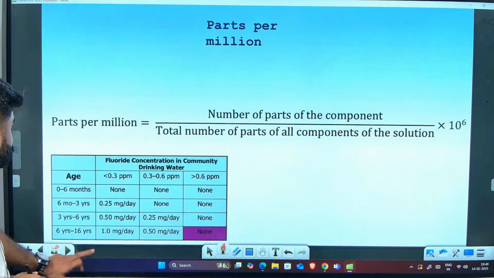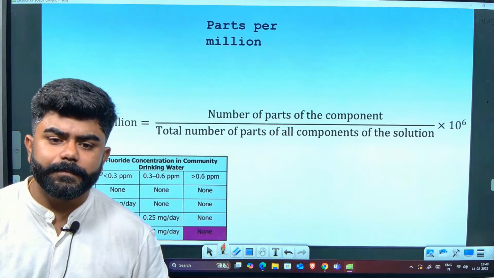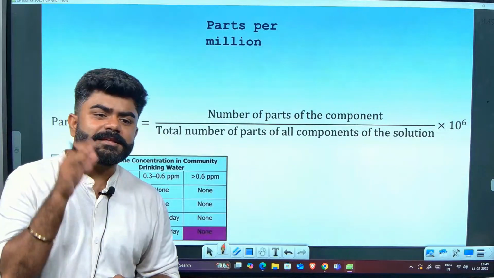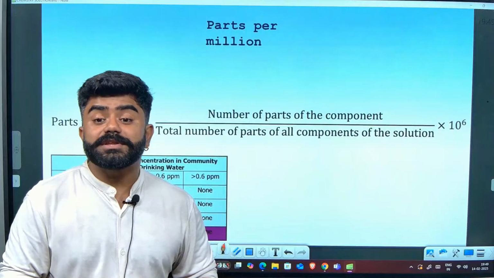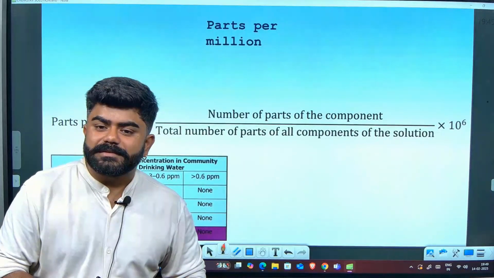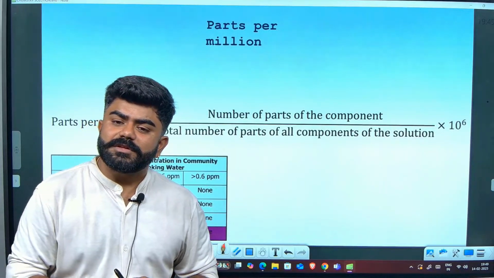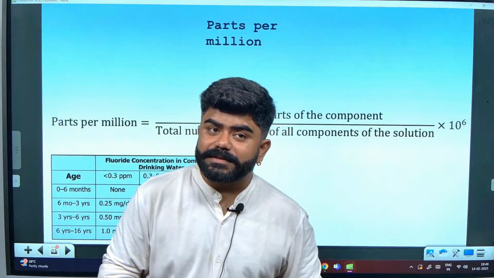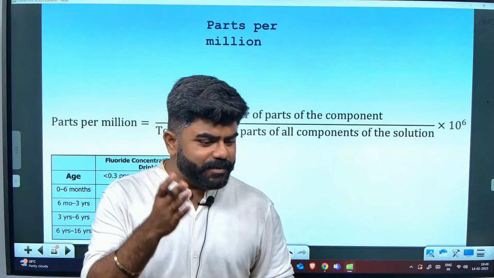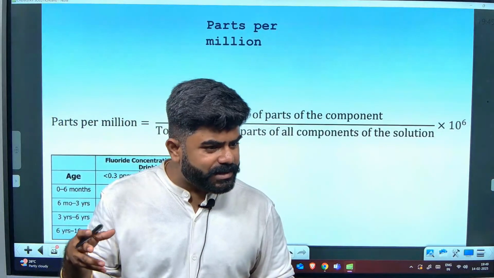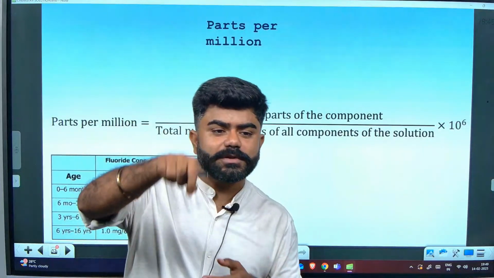Okay. Now, parts per million. What is parts per million? Where have you heard this unit, I mean, this way of measuring concentration? There's a device which is used to measure the quality of water. Quality of water, exactly. When RO water is installed in your house, have you seen that person tell you how much ppm of this ion is there?